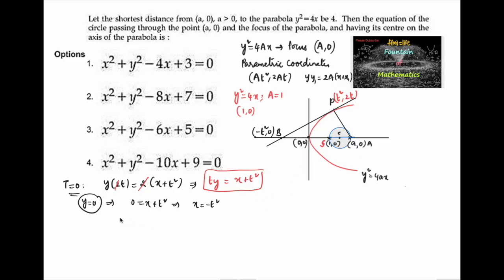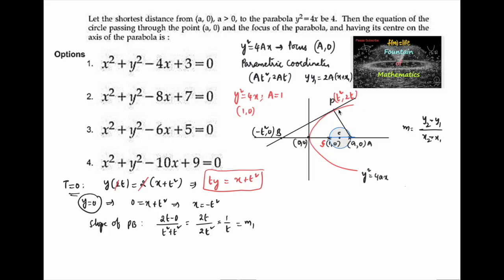So that we can find the slope of PB, the slope of line joining 2 points, y2 minus y1 divided by x2 minus x1. So we can use here 2t minus 0 divided by t square minus of minus t square, that is plus t square. So we can get 2t divided by 2t square, which is 1 upon t. Say this is m1.